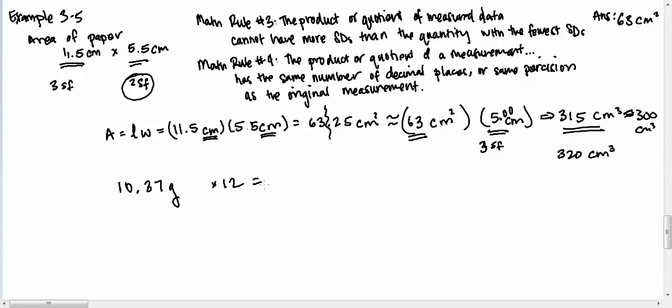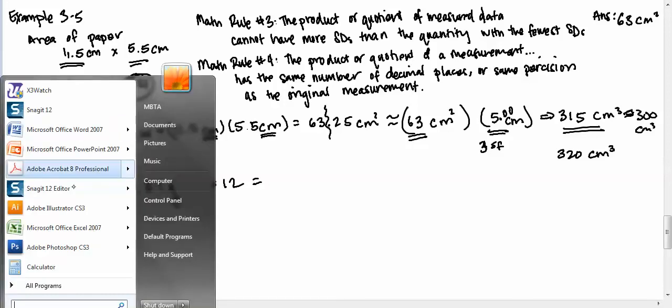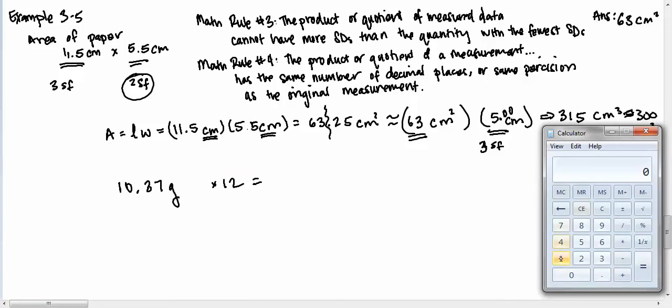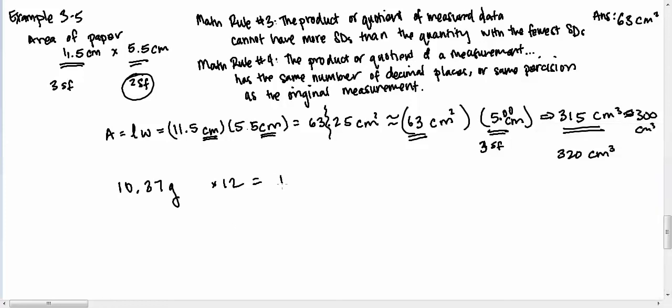Well, I don't know how to do that off the top of my head, so I'm just going to plug it into my handy dandy calculator. 10.37 times 12 is equal to 124.44 grams. Now the question is, where do we round this number off to?